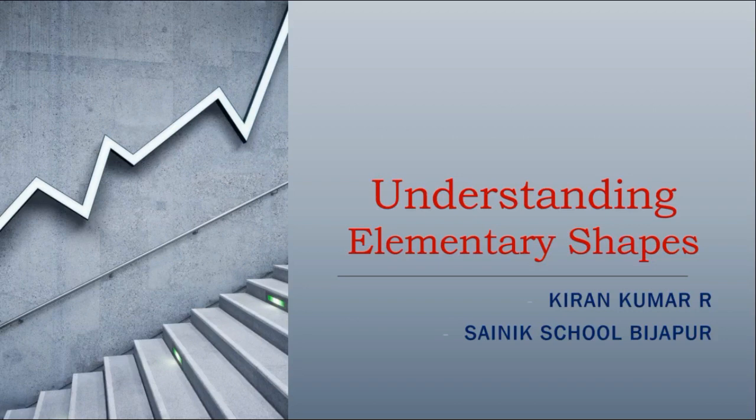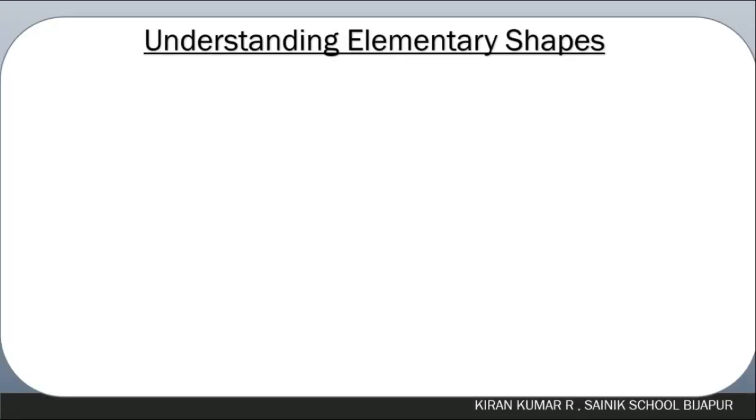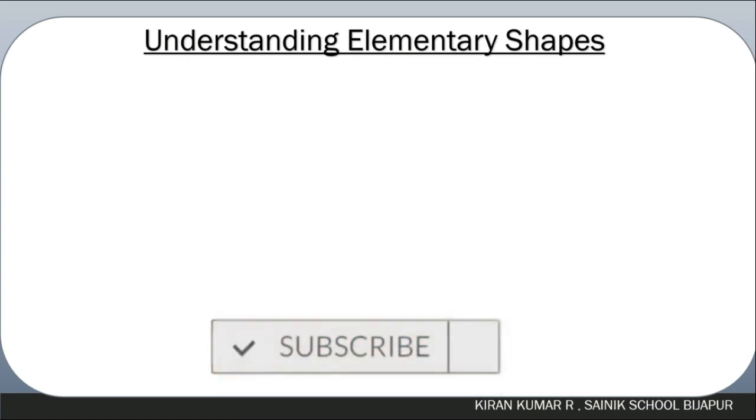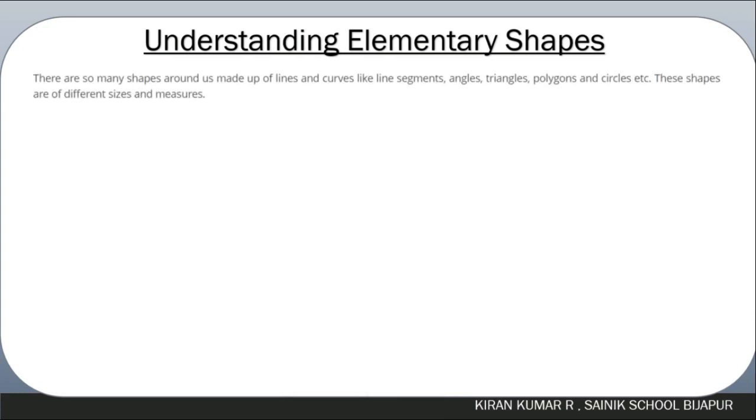Hello students, let us start with a new concept called understanding elementary shapes. This is the fifth chapter in your NCERT textbook. There are so many shapes around us made of lines and curves, like line segments, angles, triangles, polygons and circles, etc. These shapes are of different sizes and measures.